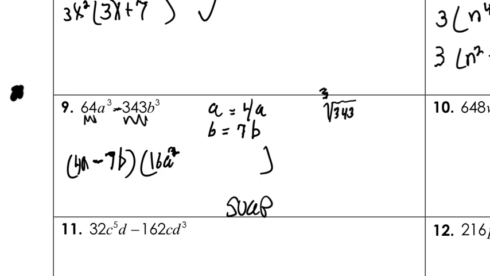We have our plus ab. 4 times 7, 28ab. And we have our, make a little bit bigger space. We have our b squared, which is 7b times 7b. Okay, that's how to do number 9. And yeah, this is getting to be a long video, so let's call this good for now.